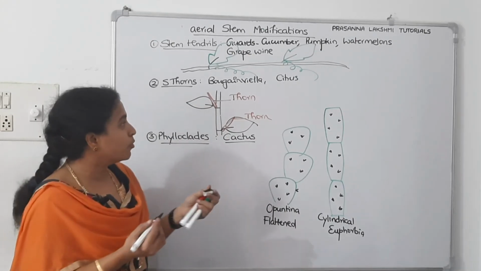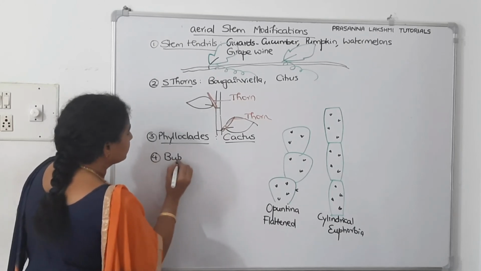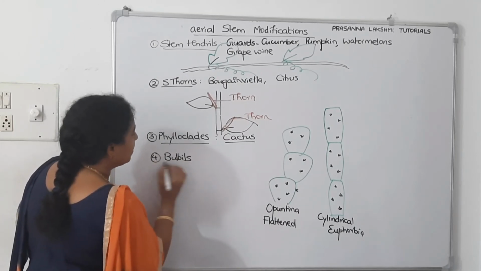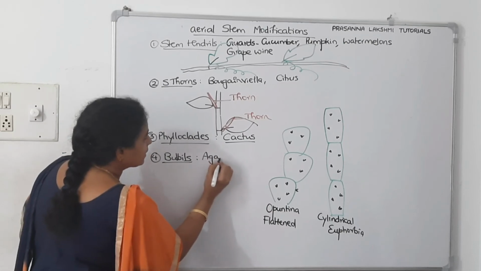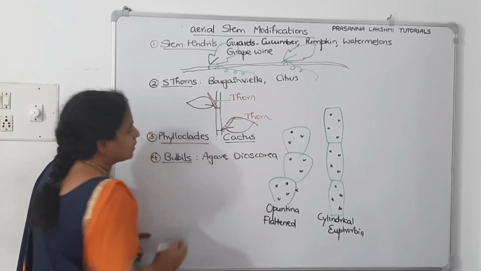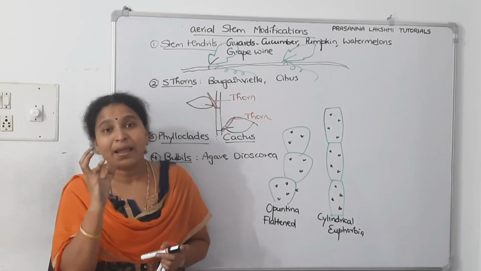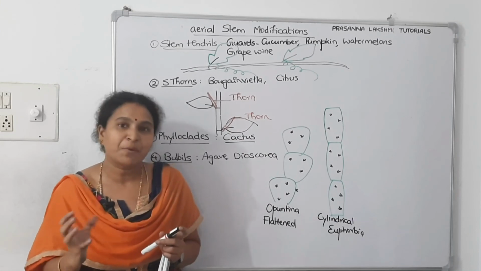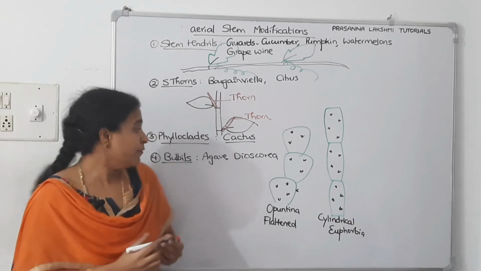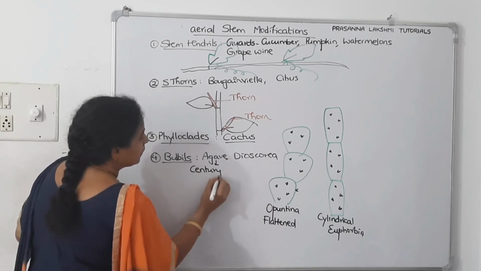Next, if we talk about bulbils, the fourth one is bulbils. Agave is an example and Dioscorea is another example. So what are bulbils? They are swollen bulb-like structures. When they fall down, they help in vegetative propagation. Agave is called the century plant.